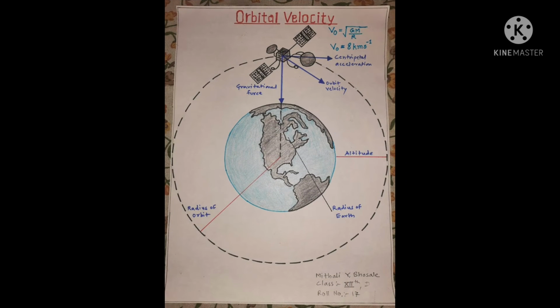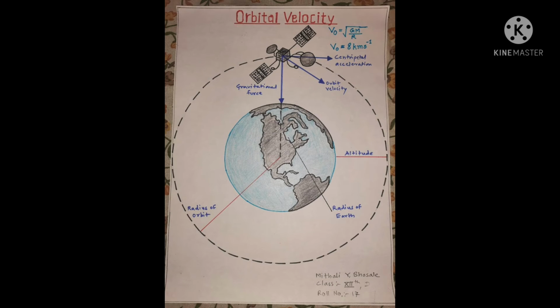Orbital velocity. Orbital velocity is the speed required to put the satellite into its orbit around the Earth. The necessary centripetal force is provided by the gravitational force exerted by the Earth on the satellite, thus m v0²/r = GMm/r², and thus we obtain the orbital velocity equal to √(GM/r). Here small r is equal to the radius of the Earth plus h.